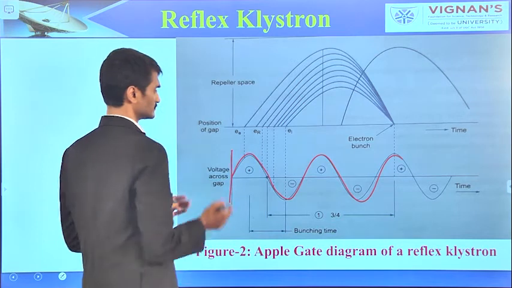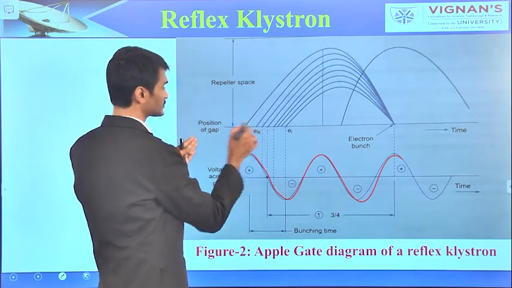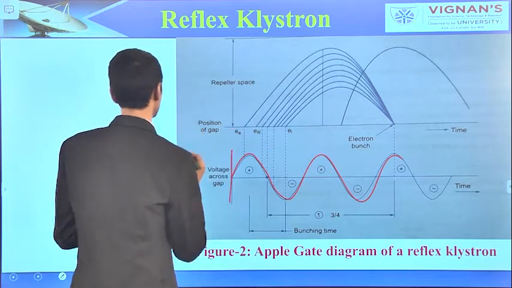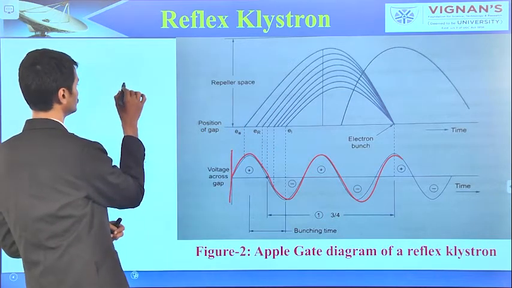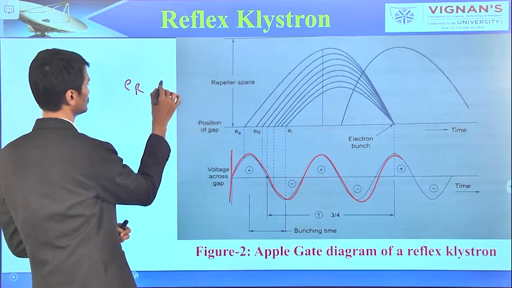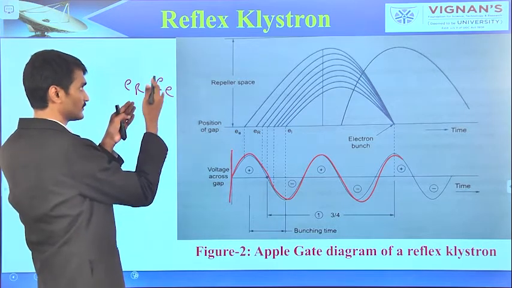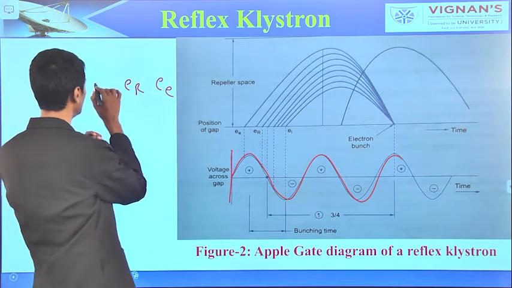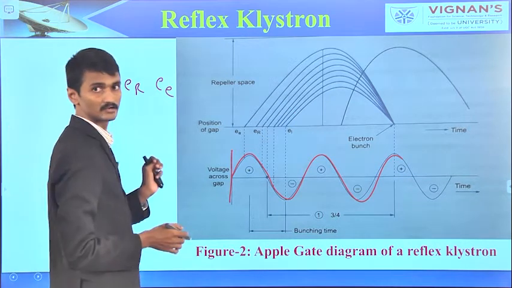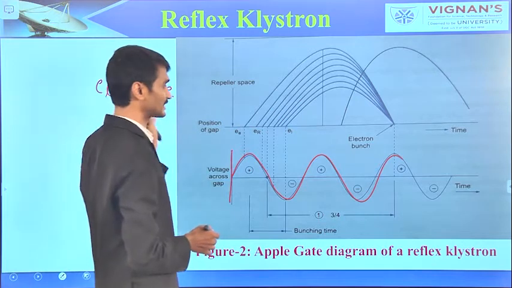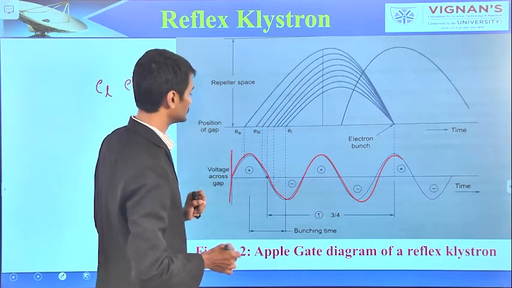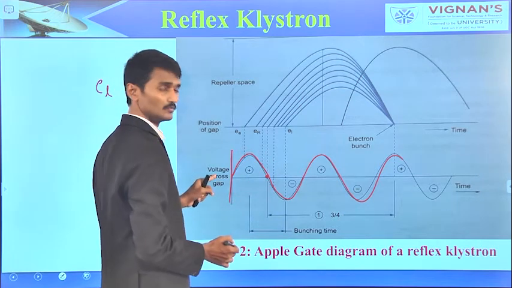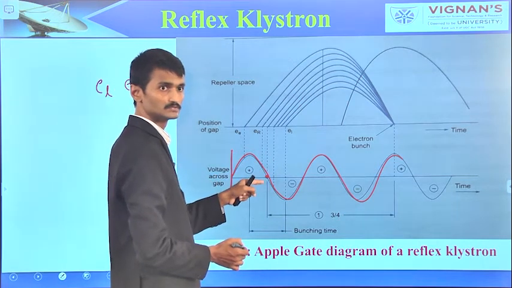Here these are the electrons at the gap. I am assuming three electrons: the early electron, which crosses the gap first, then the reference electron, then the late electron. The reference electron is taken with respect to voltage zero.